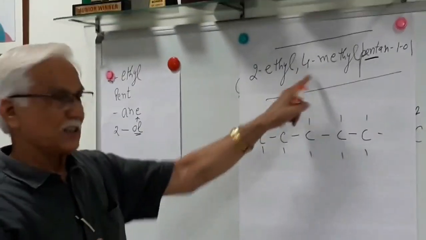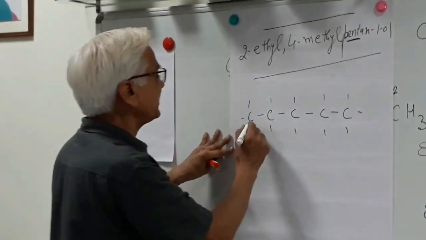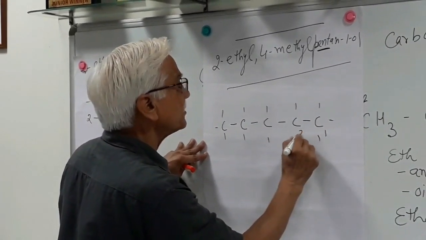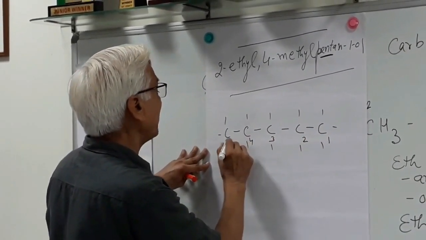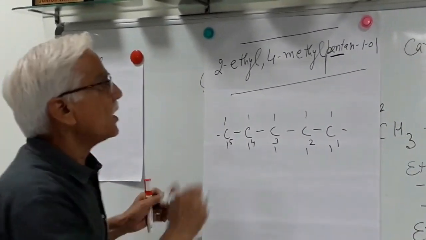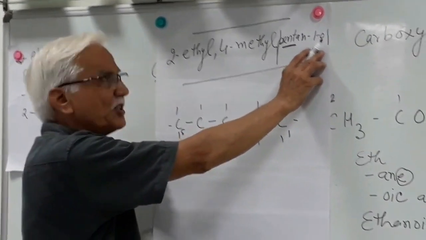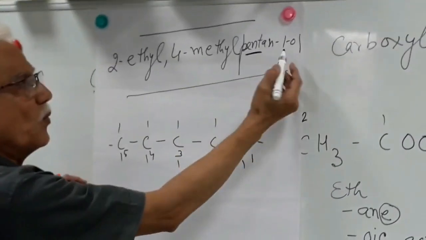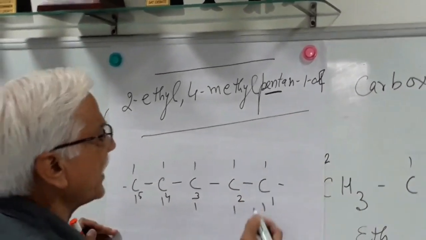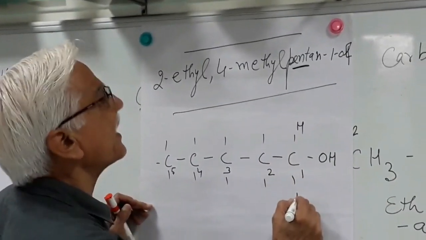Now there are side chains. Prefix is given, side chain. 2-ethyl. So if I number it, say like this, from this end, 1, 2, 3, 4 and 5, any end, because this is the beginning. This is the fresh one, so you can number it from any end. Now first see the functional group. Pentan-1-ol. This is ol. OH is attached over here, so this is H and H.